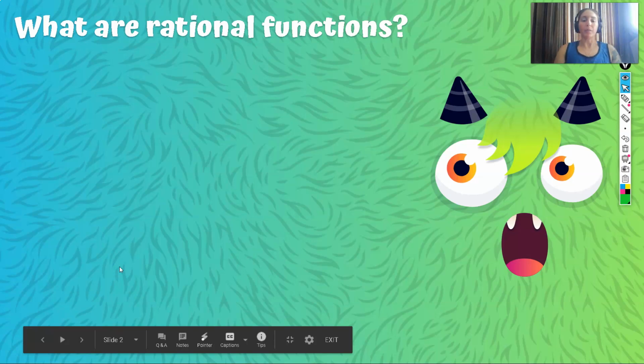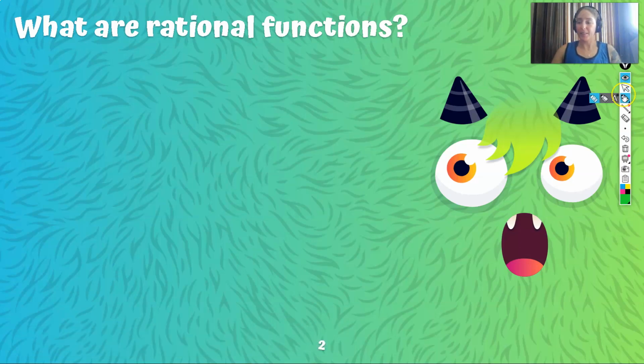So what are rational functions? As a proper definition, a rational function is a function such that we have p of x over q of x, where p of x and q of x are polynomials. So that's the very technical definition. Basically, just think of it as: I have a polynomial in my numerator and I have a polynomial in my denominator.